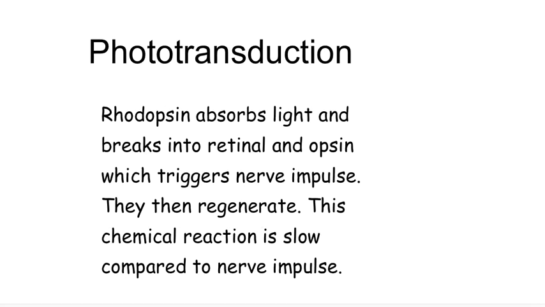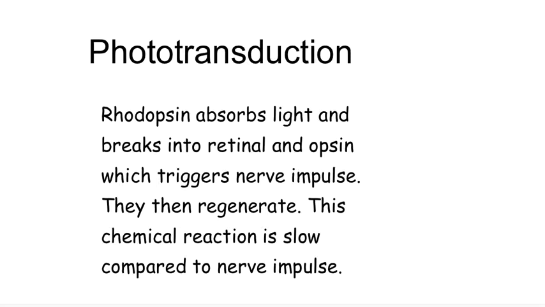Okay, now how do the rods and cones do this? They do something called phototransduction. They are filled with a pigment called rhodopsin. And when rhodopsin absorbs light, it breaks into retinol and opsin. And these chemicals trigger a nerve impulse. And then, after it's finished, they come back together to reform the rhodopsin. So it's a cycle, regeneration.